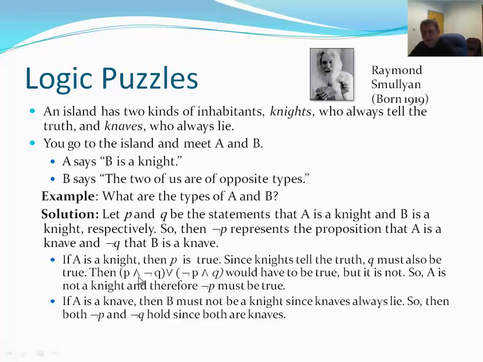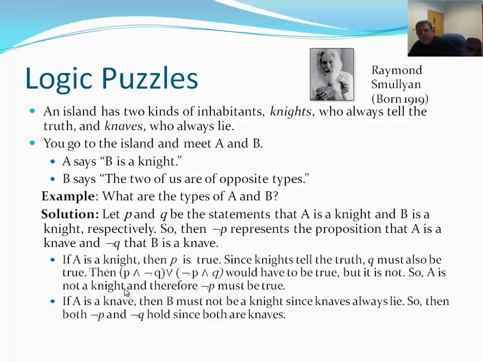You see, here we are saying if P is true, then not Q, or P is false and Q, would have to be true. Since we say or, one of these has to be correct, right? But it is not. So A is not a knight, and therefore not P must be true.